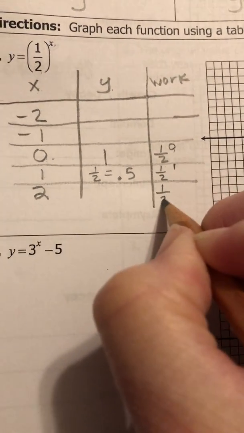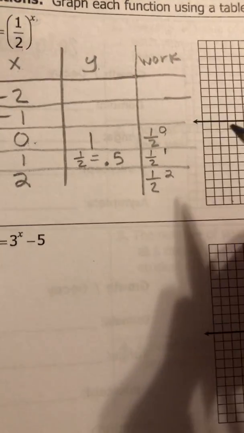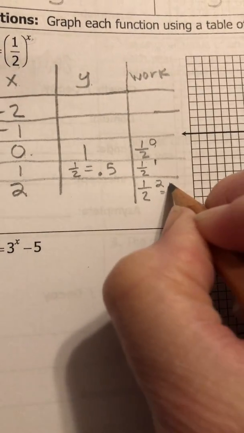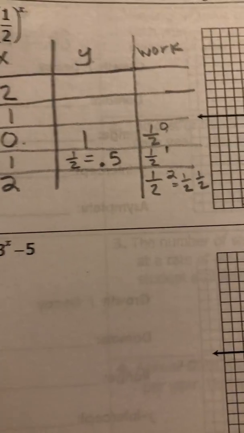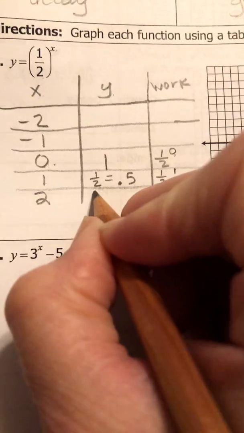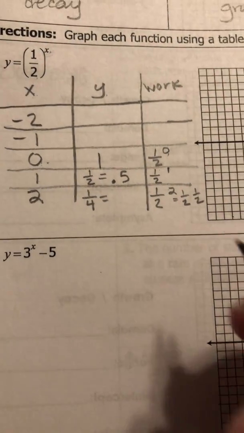Now I'm going to take 1/2 to the second power. That also means 1/2 times 1/2, and I know that 1/2 times 1/2 is 1/4. So it's getting smaller.